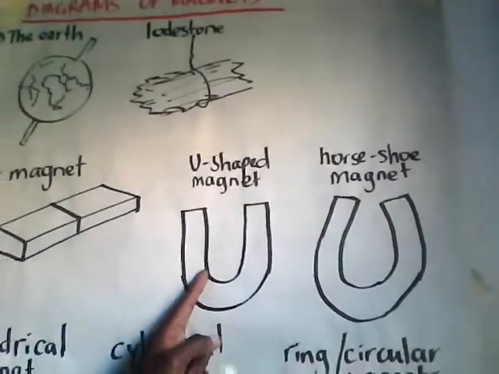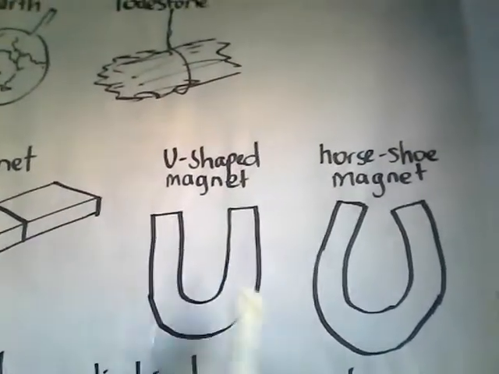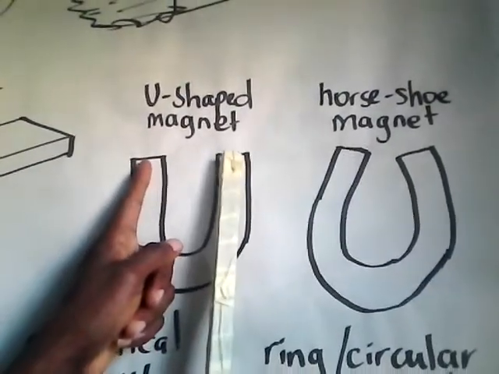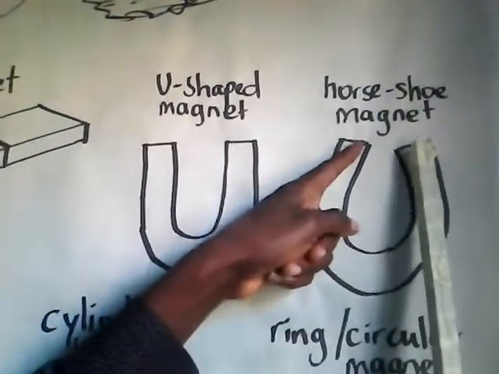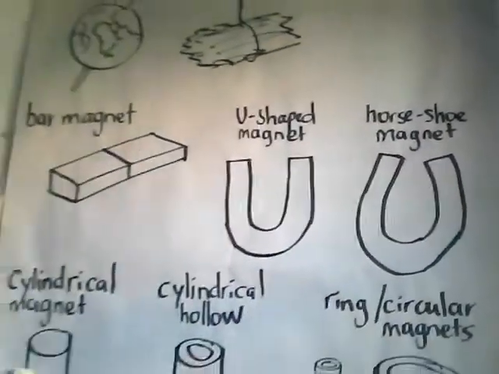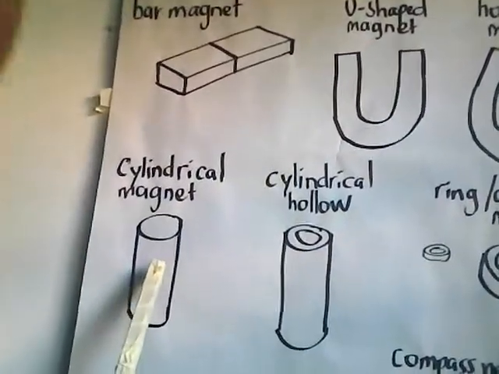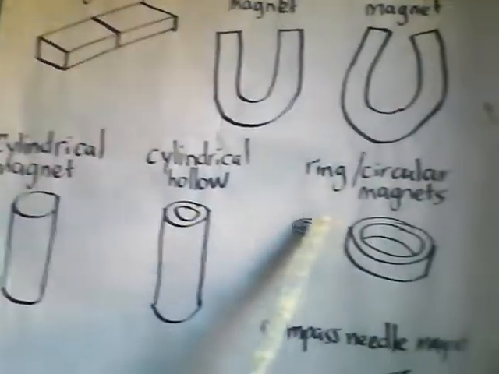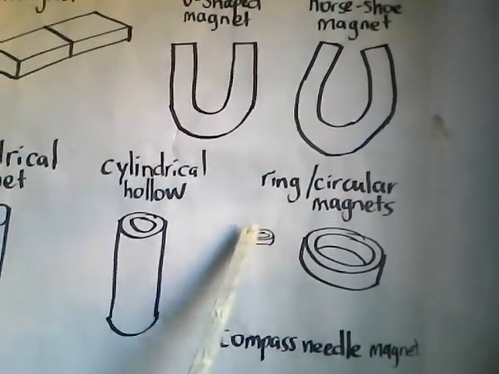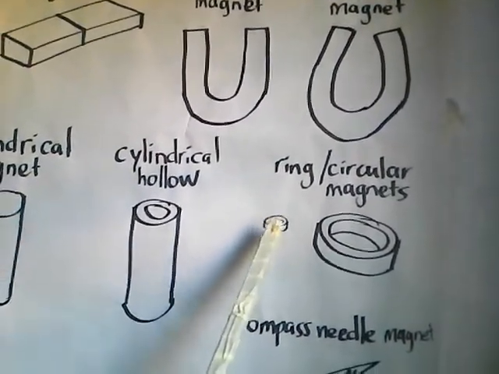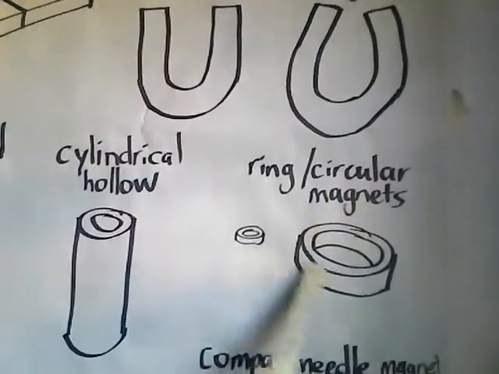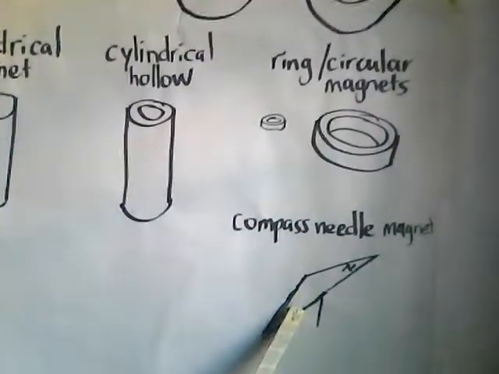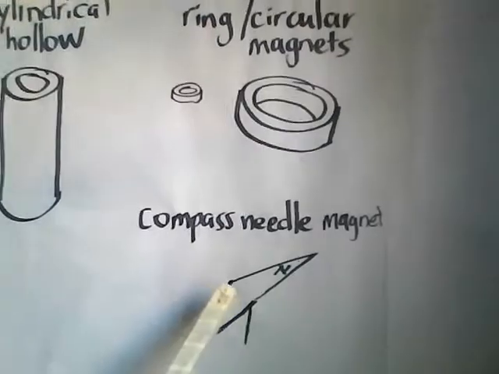The U-shaped magnet is shaped like a capital U. And then this one, when you look at this, with the U-shaped magnet, the ends, the poles are parallel, while these ones are almost meeting. Then this is a cylindrical magnet. This is a cylindrical hollow magnet. This is a ring magnet. Ring magnets are tiny, like rings. And these ones, circular magnets, are wide. Those are the ones that are usually on loudspeakers. And then finally here is a compass needle magnet.